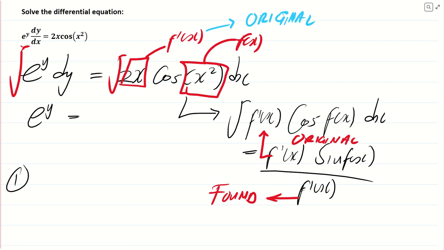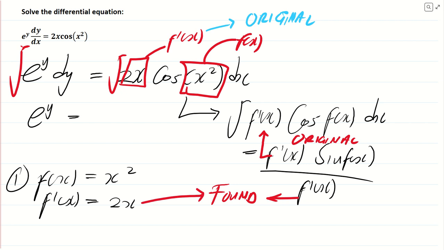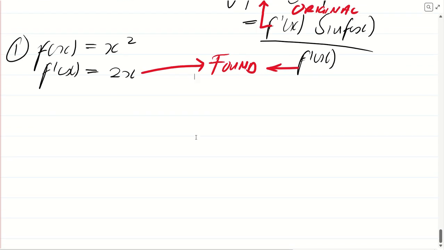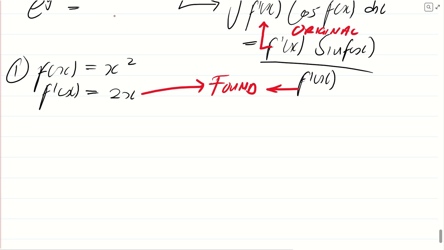So I'm going to take my f of x from the equation, which is x squared, and then I'm going to do the f prime of that x squared. Then you'll get 2x. Then this will become my found f prime, the one that I calculated. And then I'll take this and substitute them back into the formula.